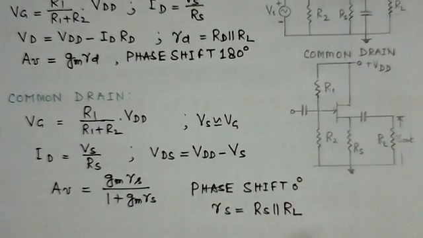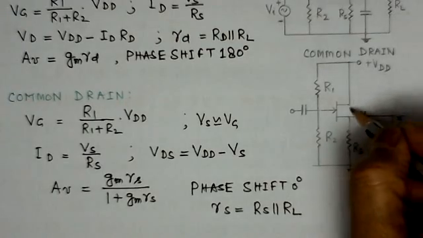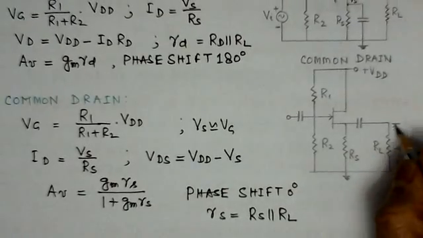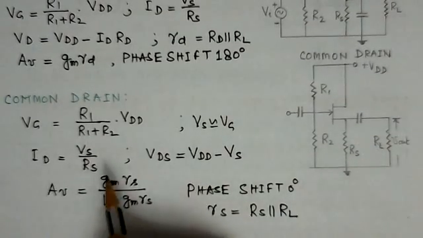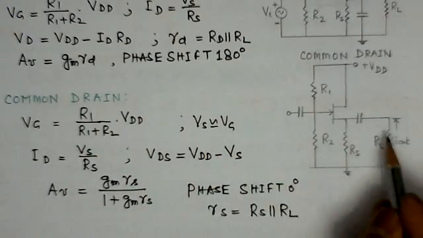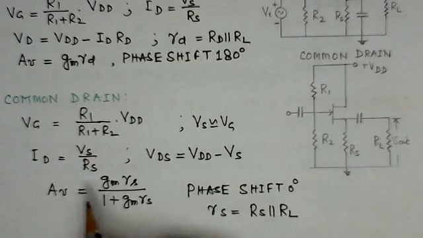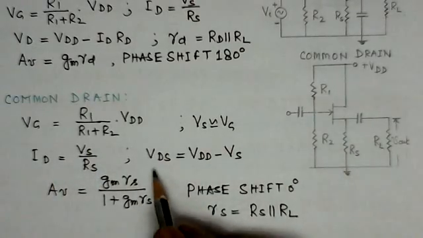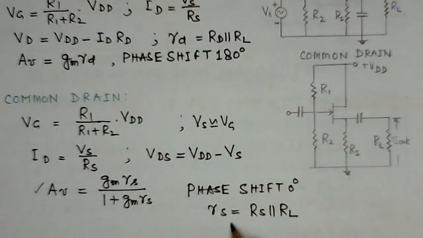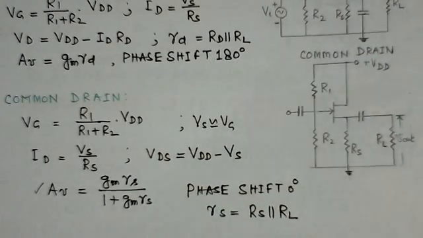Now consider the common drain amplifier. Here the output is taken from the source terminal. Again VG is R1 over R1 plus R2 into VDD, and VS is nearly equal to VG. VGS is taken as 0. ID is VS over RS, and VDS is VDD minus VS. The gain relation AV is GM RS over 1 plus GM RS. Here the phase shift is 0, and the AC load resistance at the output is RS in parallel with RL.